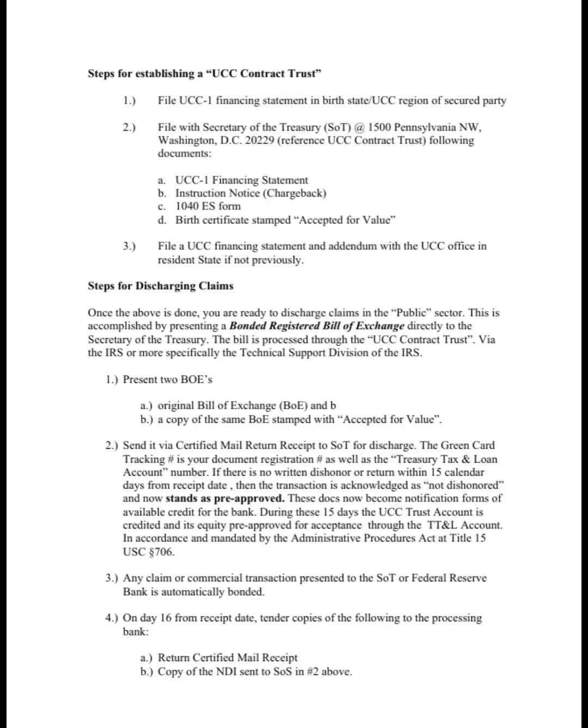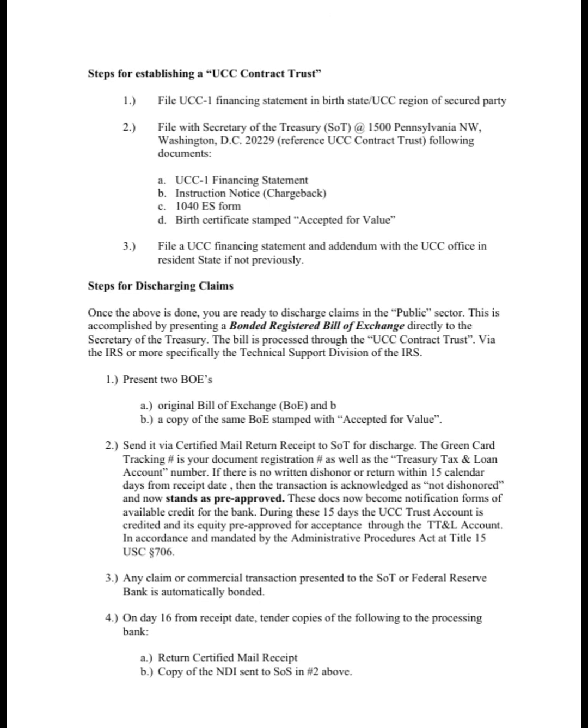If there is no written dishonor or return within 15 calendar days from the date of receipt, then the transaction is acknowledged and not dishonored and now stands as pre-approved. The documents now become notification forms of available credit for the bank. And I haven't gone as far as sending all this to the bank. Like I said, I deal directly with the Treasury. And during these 15 days, the UCC Contract Trust is credited and its equity pre-approved for acceptance through the TT&L. TT&L stands for Treasury Tax and Loan account in accordance and mandated with the Administrative Procedures Act, Title 15 USC Clause 706.